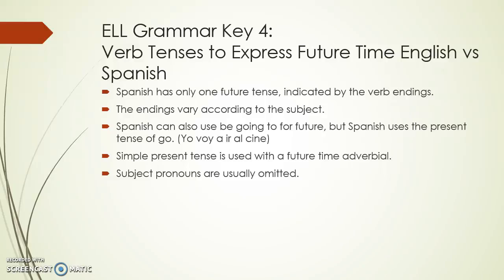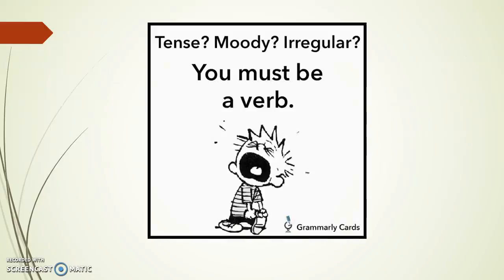Simple present tense is used with a future time adverbial, very common. Saprissa juega mañana, Heredia juega en la tarde. So we're using a simple present tense verb with a future indicator. And subject pronouns are usually omitted. If you see, whenever we talk about verbs, what we have is that verb tenses are conjugated, subjects are omitted, and there may be different forms. And that's what you need to consider when you teach these things to your students.